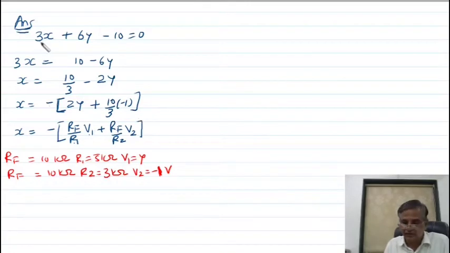So what I did, from this I have written 3x, x, 10 by 3. Then I have taken the minus sign common. Sir, why have you taken minus? Because in the equation that you derive in an inverting summing amplifier, remember there is a minus outside the bracket: Rf by R1 V1 plus Rf by R2 V2 plus Rf by R3 V3, and so on.